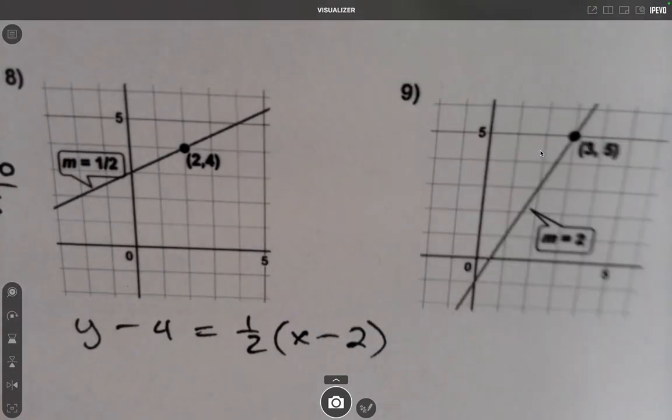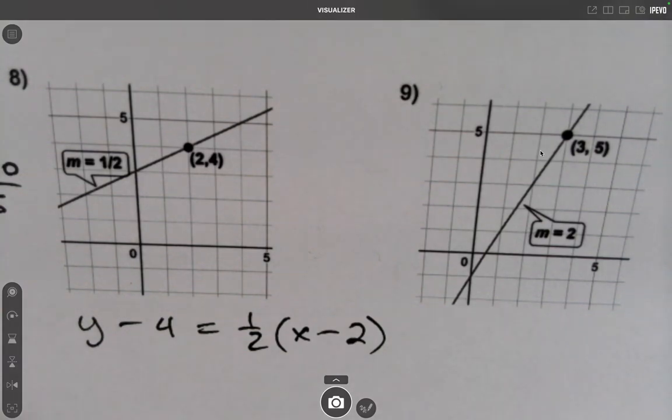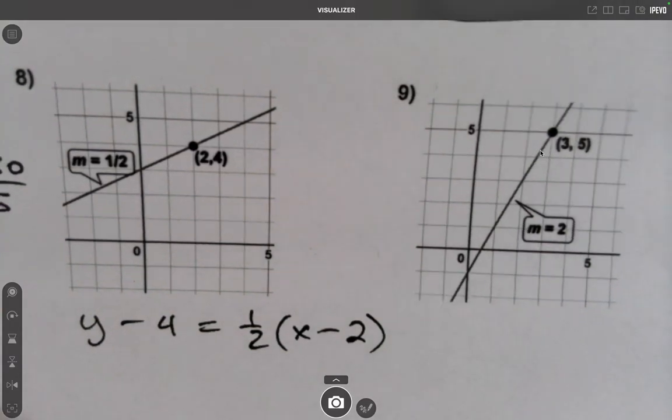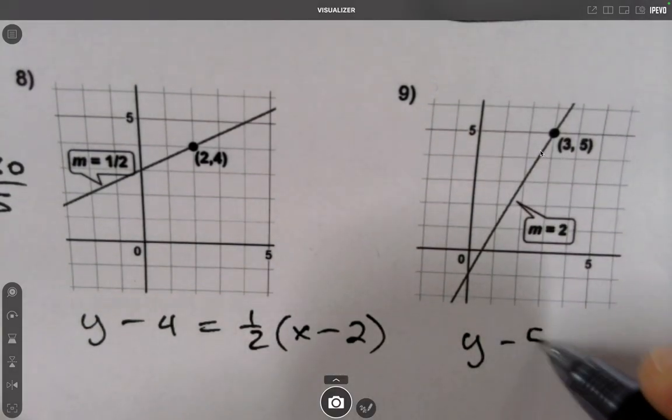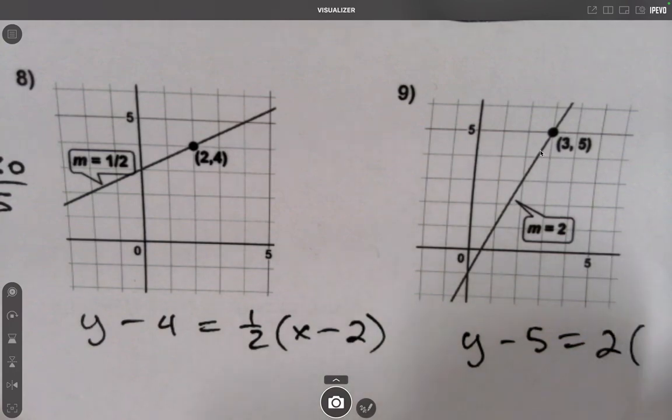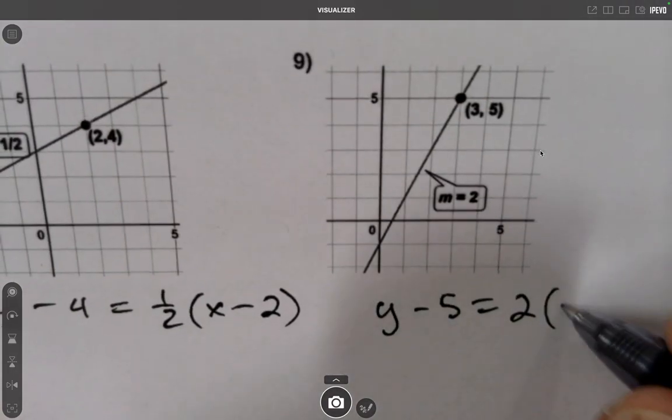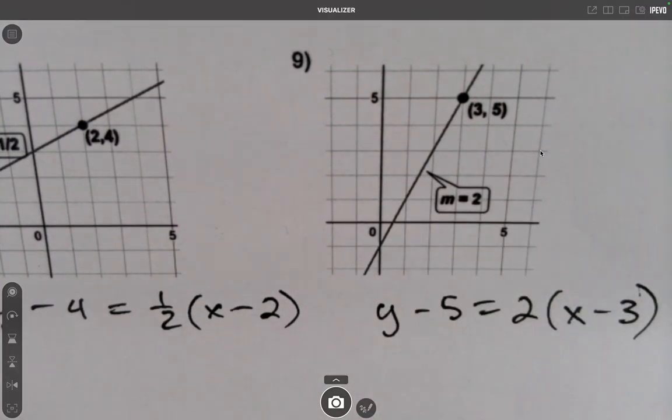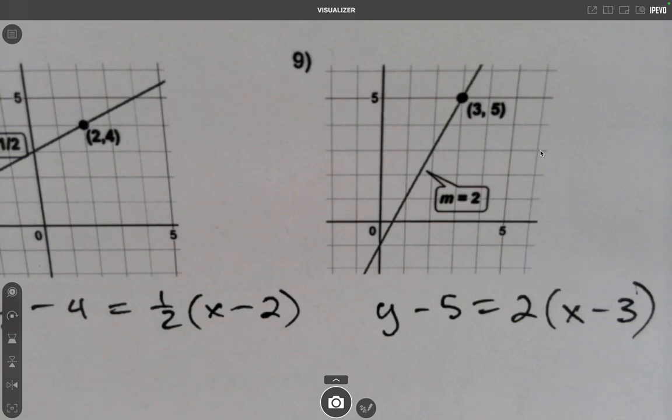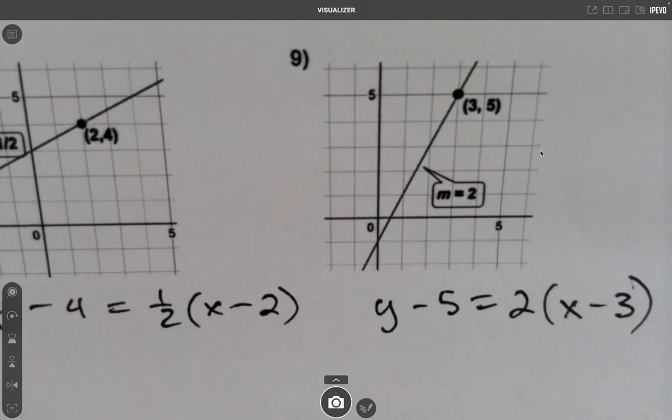So if you feel up for it, you pause and you try number 9 on your own. We do y minus the y value, which is 5, equals the slope, which is 2, times x minus the x value, which is 3. So these can be very quick and easy, whether we're given a point and a slope, or if we're given a graph that is showing a point and a slope.